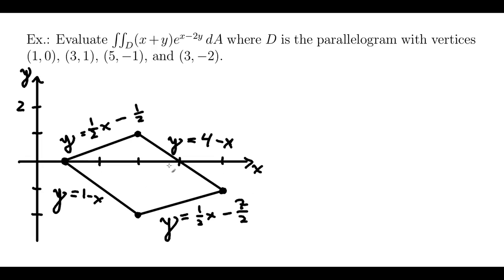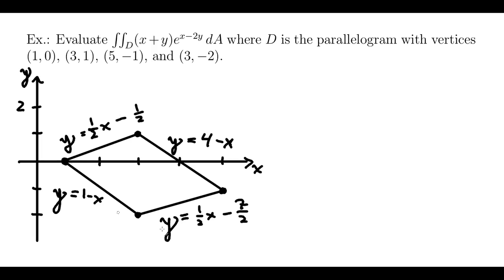Let's take a moment to make sure that this is working. We can do this by trying our vertices, right? So the point (1, 0), for instance, should satisfy both of these equations. If we plug in 1 for x here, we get 0 for y. 1 for x there, we get 0 for y. That looks good. The point (5, -1) should satisfy both of these equations. If we plug in 5 here, we get -1. If we plug in 5 there, 5 halves minus 7 halves is -1, so that works. You could check the other two as well if you want. We can confirm that these equations describe those corners.